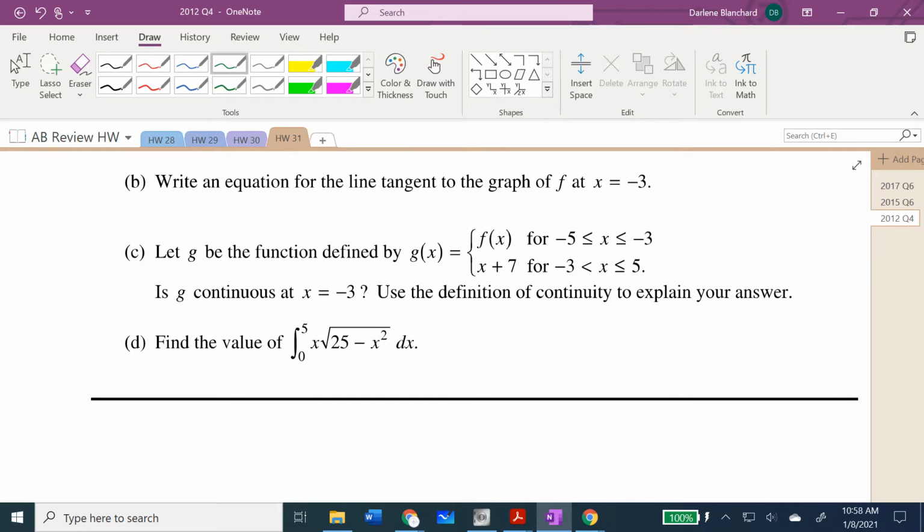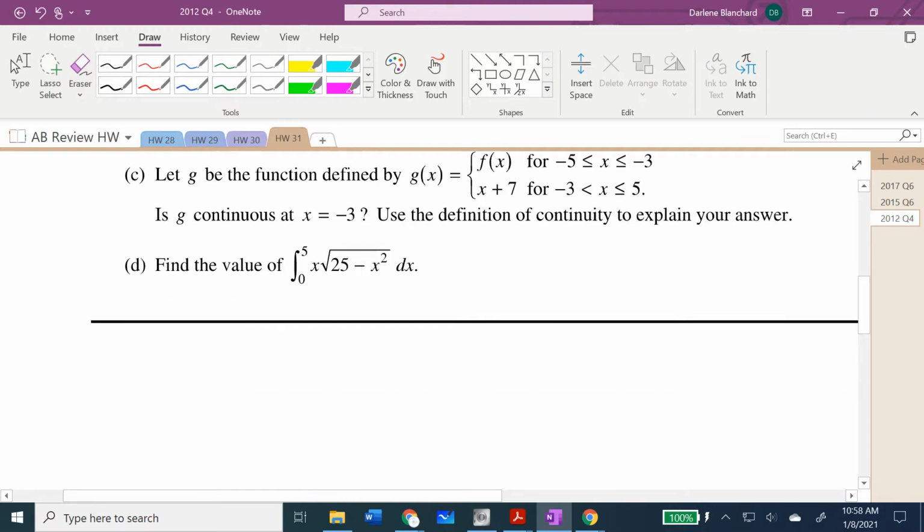All right, now for part C, I have a lovely piecewise function for g, and it wants to know is g continuous at x equals -3, where this domain splits up. But it specifically tells me to use the definition of continuity to explain the answer. Now you've got to remember what the definition of continuity fully is. And how they decide to grade it point-wise, how much they expect you to show is up to them. So you want to give them everything.